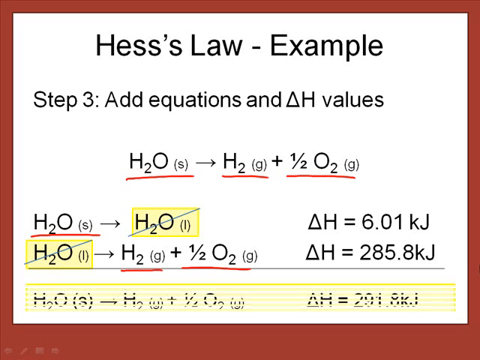Now what we have to do is add the delta H's. So we add the 2 reactions to get the composite equation. We add 6.01 and 285.8. And keeping in mind our sig fig rules here, where we can only keep the same number of decimal places as the value with the least decimal places, we throw away that 1/100th of a kilojoule here. We end up with 291.8 kilojoules for this particular process.